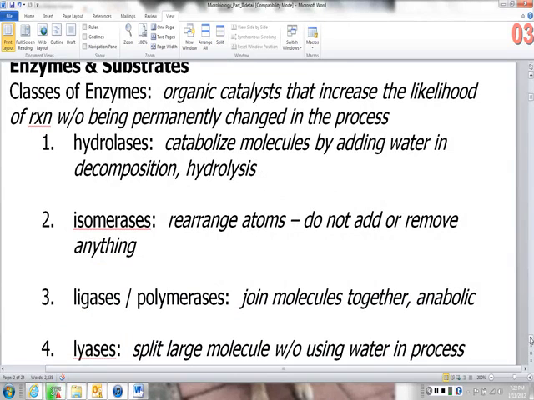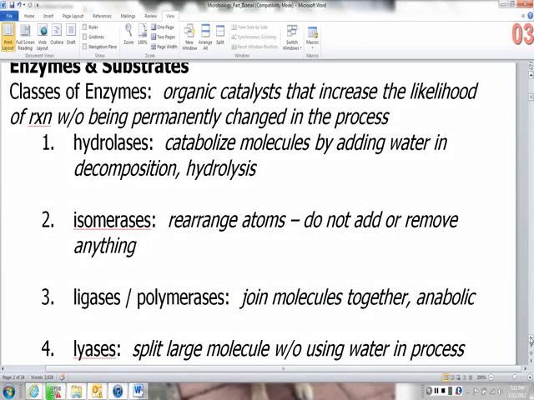Enzymes are organic catalysts that increase the likelihood of a reaction without being permanently changed in the process. Because they are not changed, they can be used in future reactions. There are several classes of enzymes based on the types of reactions they are involved in.